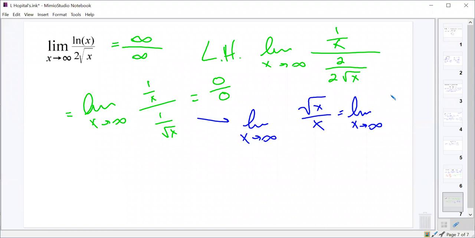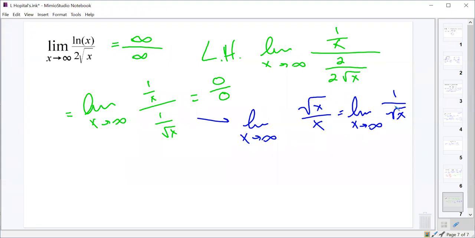Root x over x is the same as what? Infinity to the 1/2. Well, the root x is infinity to the 1/2, right? But that's still infinity. But what about the x in the denominator? Can't I simplify the root x over the x in some way before I plug it in? 1 over root x. Yeah, 1 over root x, right? Because x is just root x times root x. So cancel one of the root x's and you get this.